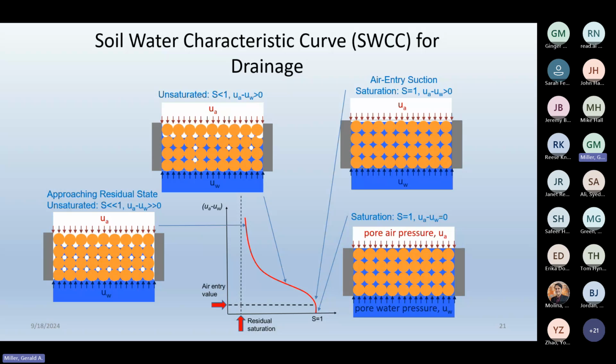So as you increase the pore air pressure, you're increasing the suction, the difference between UA and UW, and initially nothing happens. The degree of saturation stays 100%. And that's because those capillary meniscus at the top of that soil, they resist the infiltration of air into the soil. Eventually, air will start to penetrate into the soil. That's called the air entry value.